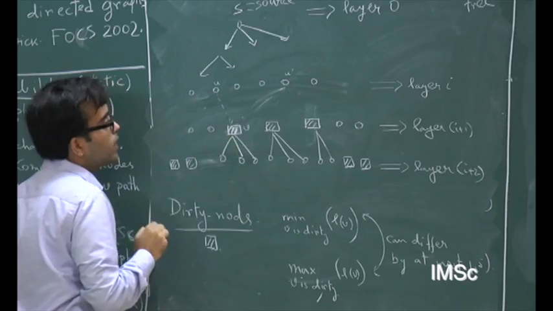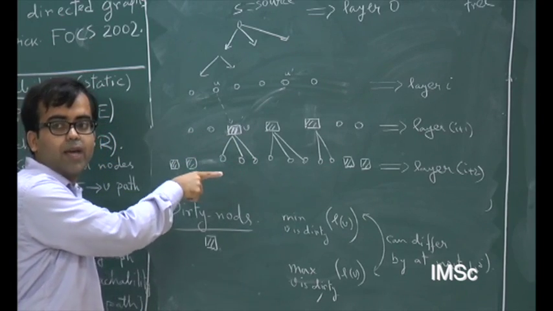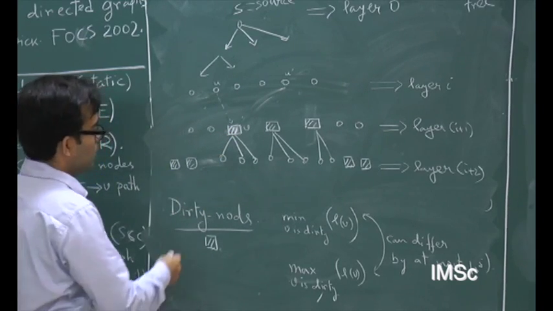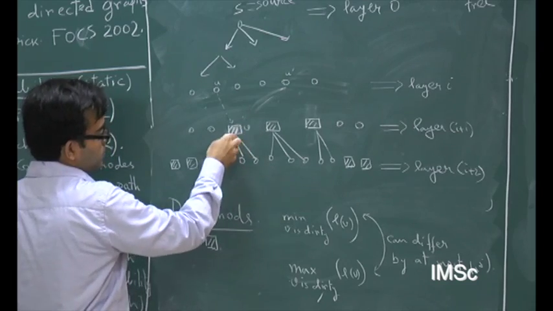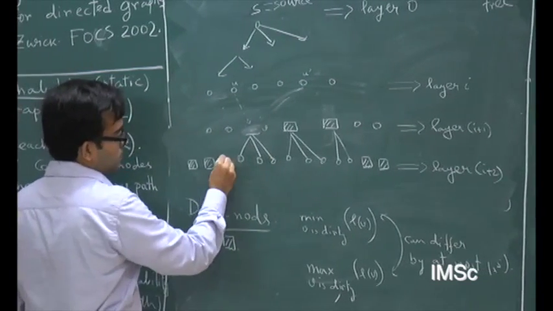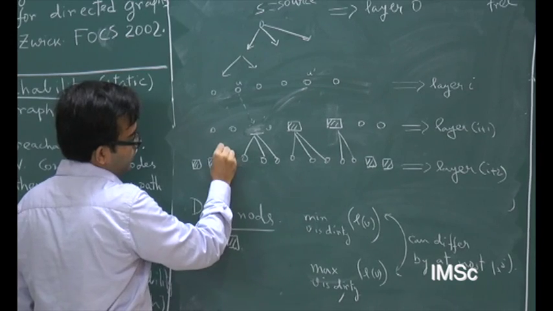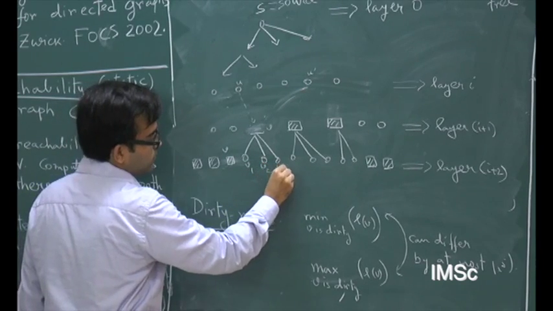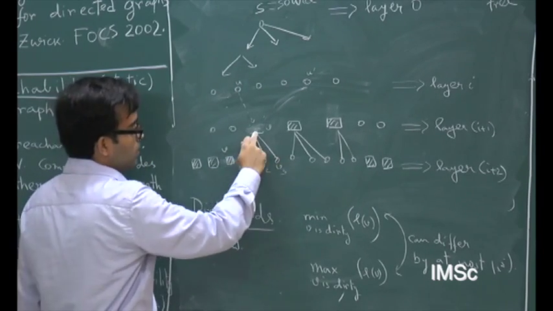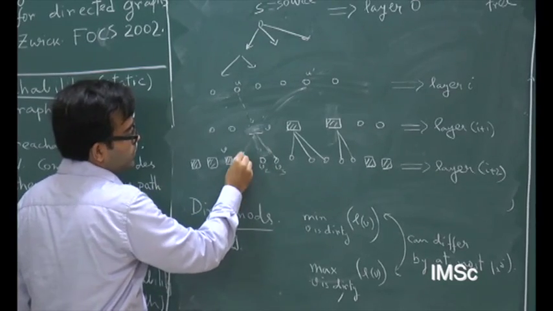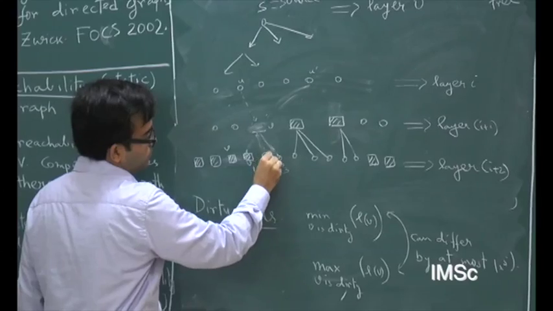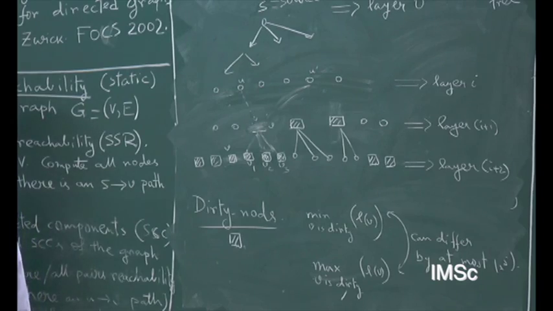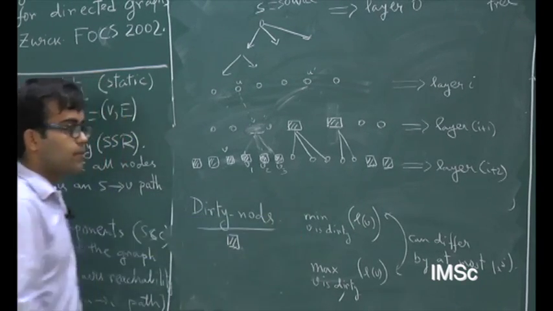Then what do you know? You know that V's level has to drop to I plus 2. I mean its distance from source can no longer be I plus 1, it's not possible. So what you then do is delete this V and decrease its level. So this becomes V. And suppose these were its children, V1, V2, V3. Make these non-tree edges and make V1, V2, V3 dirty as well. Then this invariant is satisfied, right?